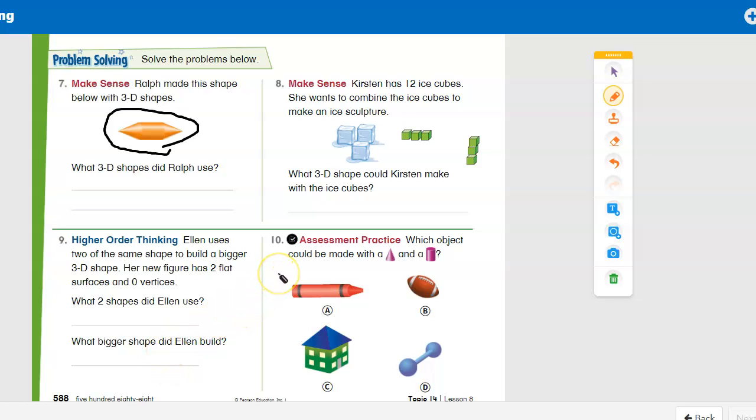And for our last one, number 10, it says which object could be made with a cone and a cylinder. So if I were to put the cone and the cylinder together, which of these shapes could I make? A cone and a cylinder together. Then it wants you to fill in the answer choice.